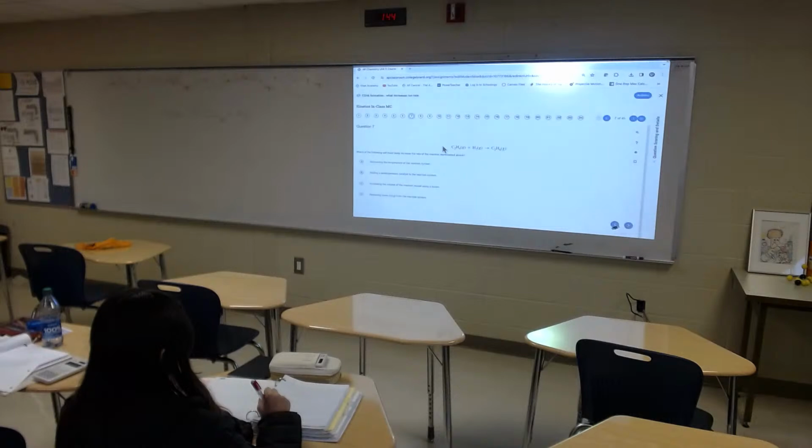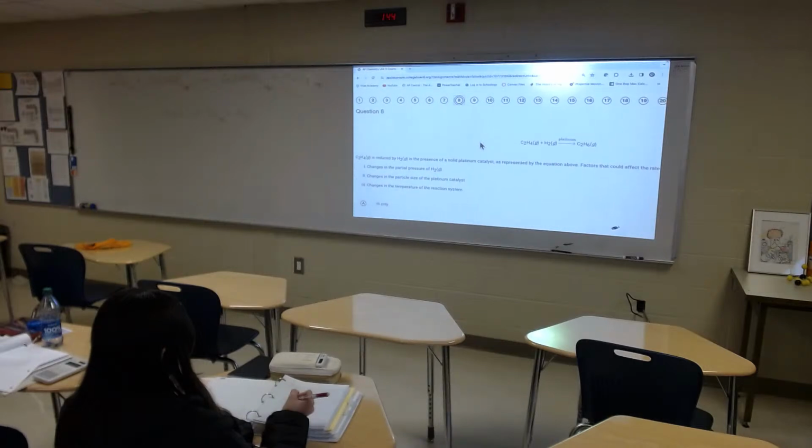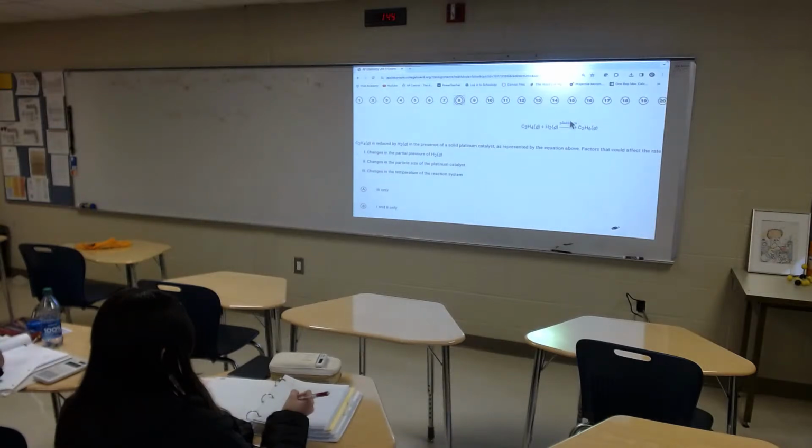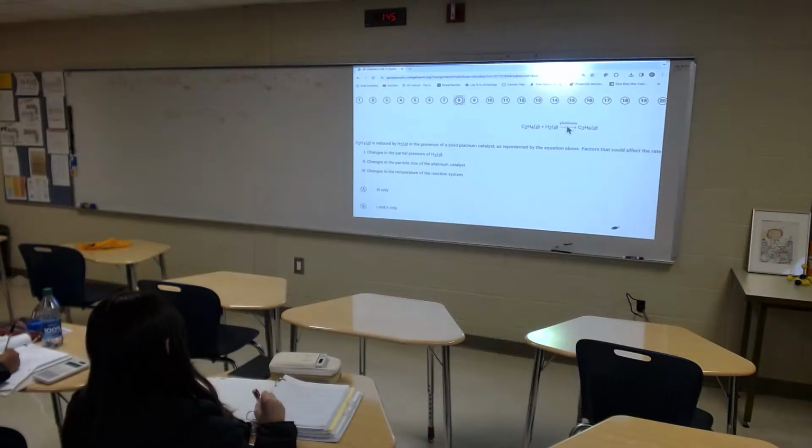Number 8. All right. If you see something written above the arrow right there, that's the catalyst. If you see a substance, a name or a formula or whatever, written above the arrow, that's the catalyst.